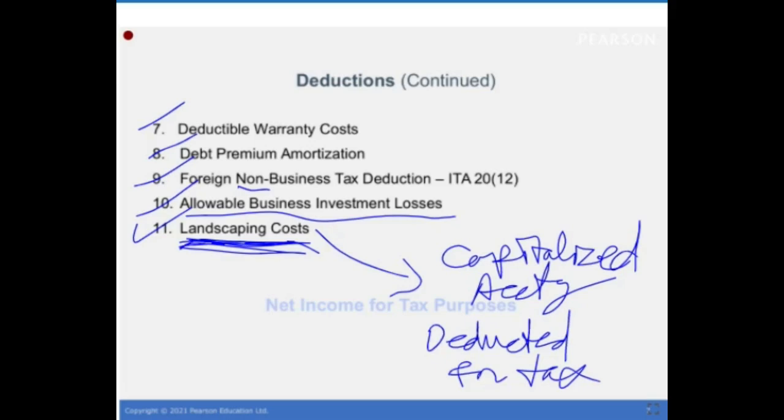So again, we start with our financial statement accounting income. We run it through the translator, all of these adds and subtracts, and we get to net income for tax purposes.